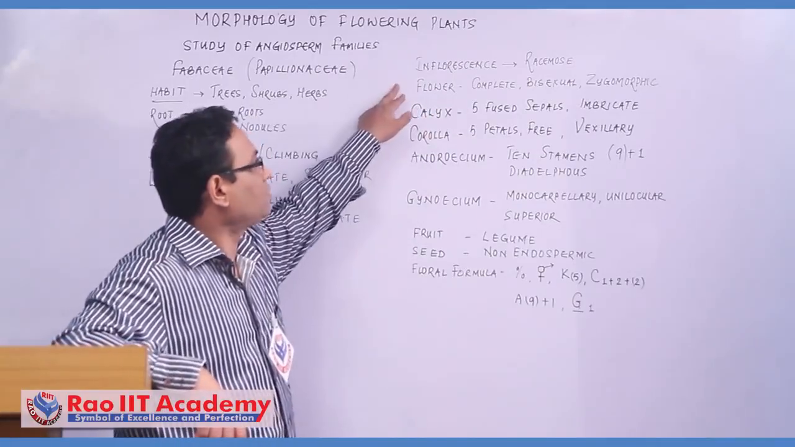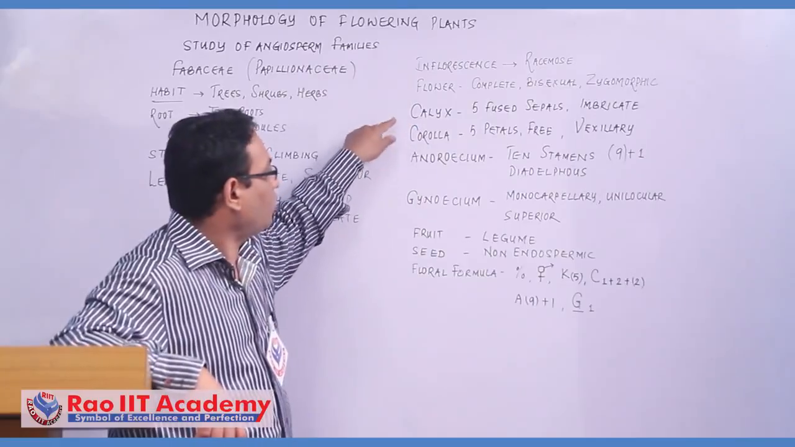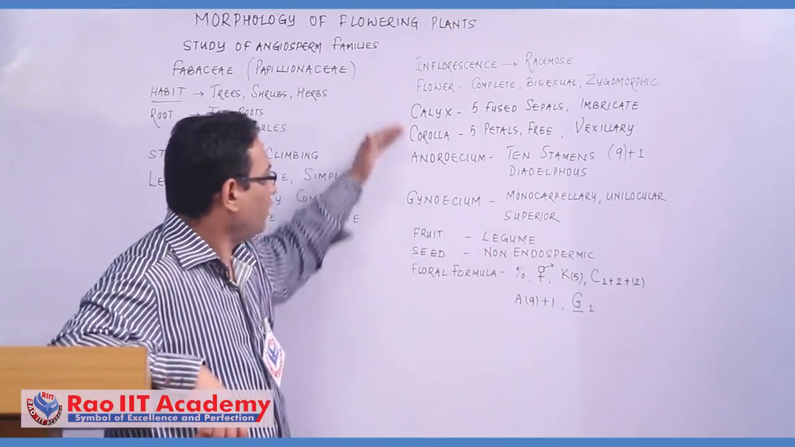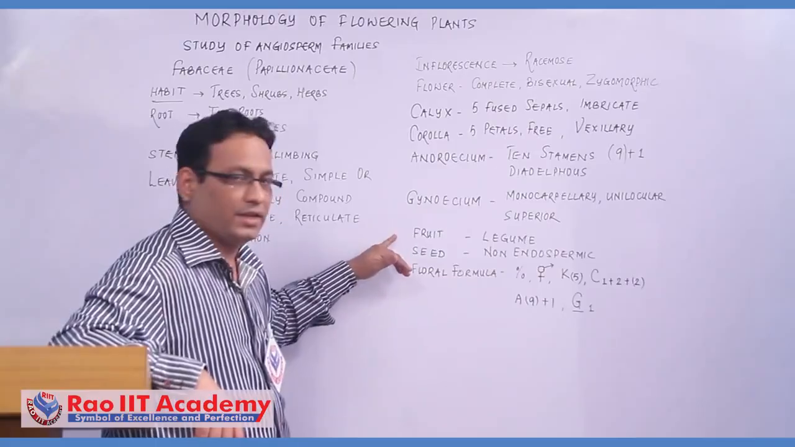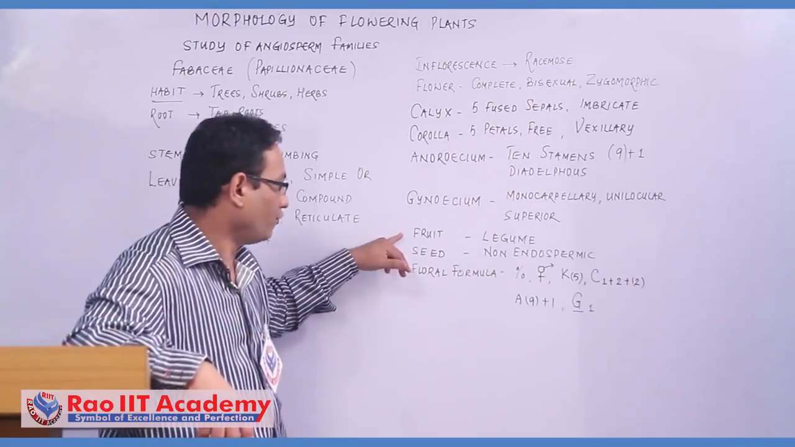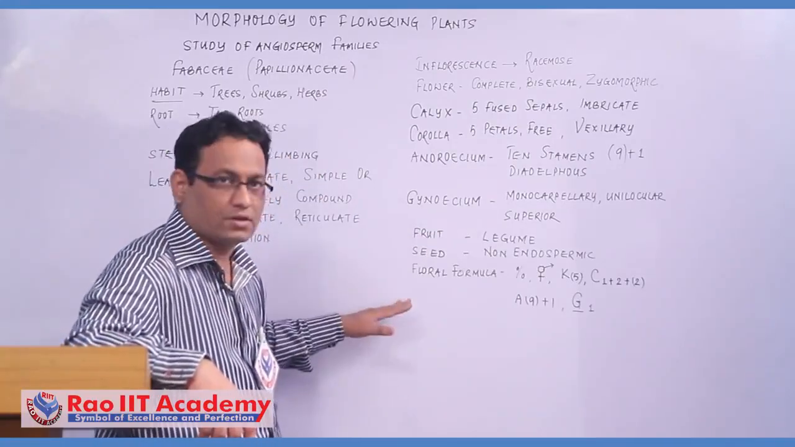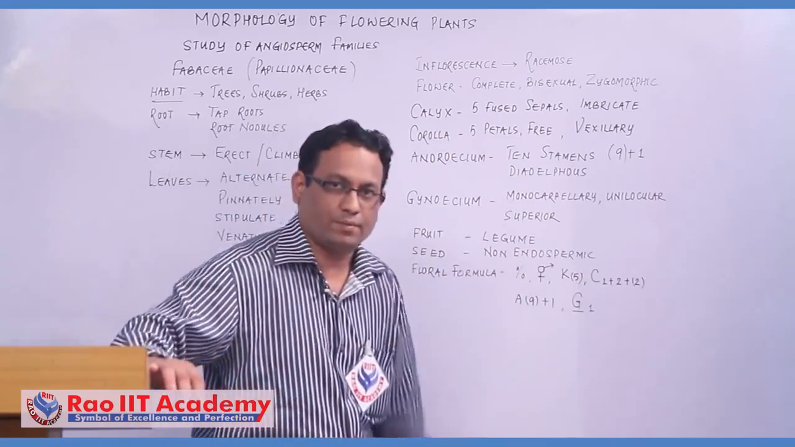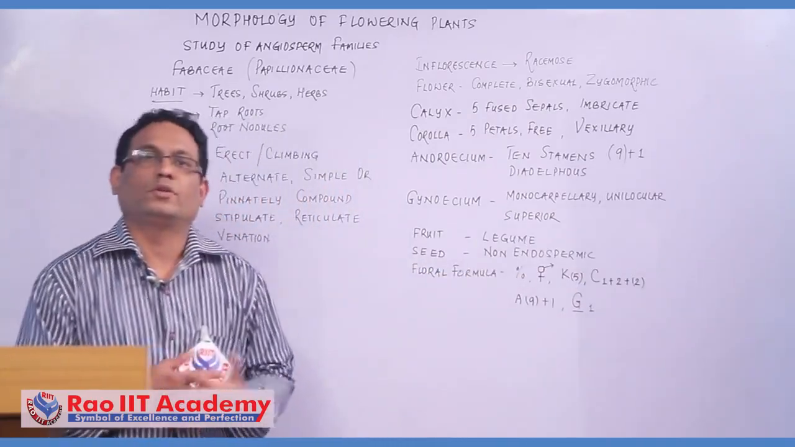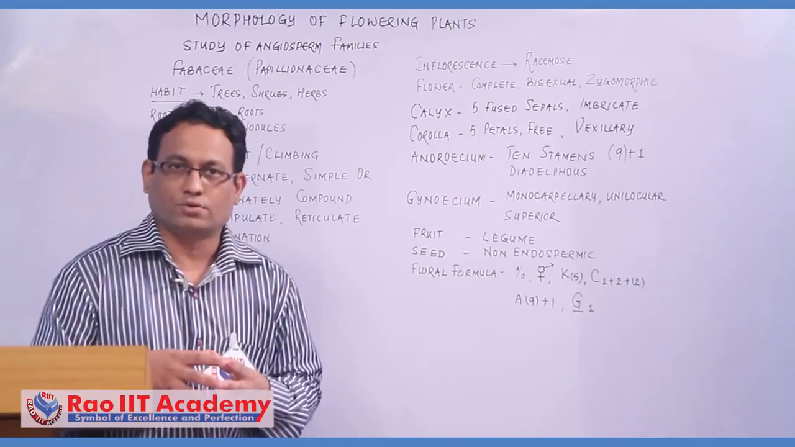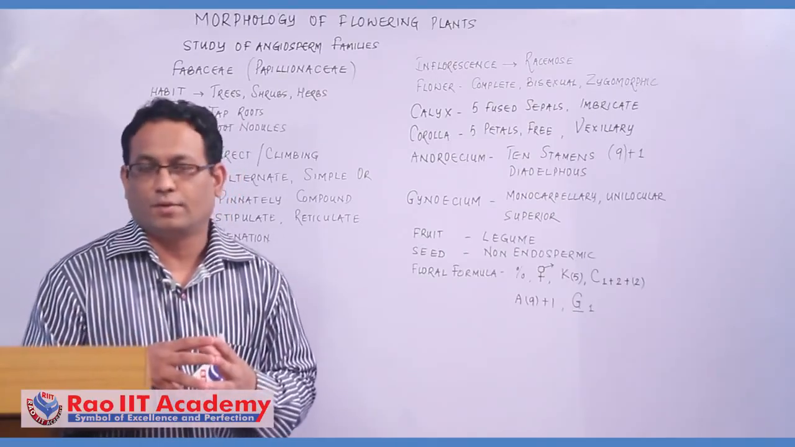Now as we mention the flower, we describe all the four whorls in detail. After these four whorls, we write down a bit about the fruit and the seed. All this description is further concluded by the floral formula. After the floral formula, we would describe a few plants which are of medicinal importance or maybe of ornamental importance as per the requirement.